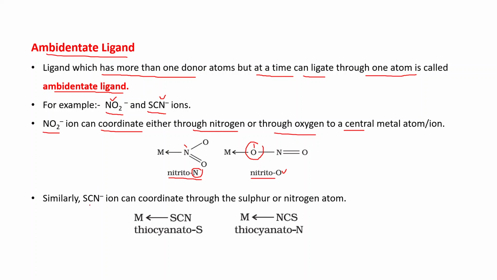In the same way, this is SCN minus. This is thiocyanate ion. It coordinates through the sulfur or nitrogen atom. If this coordinates through sulfur, then this is known as thiocyanate-S. And if it coordinates through this nitrogen, then this is known as thiocyanate-N. These are ambidentate ligands.